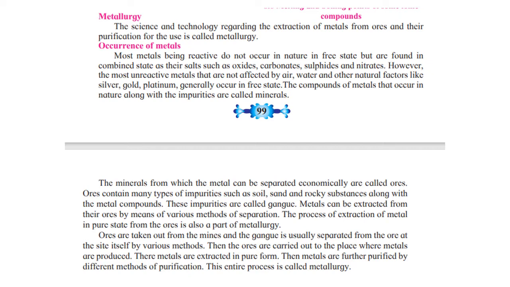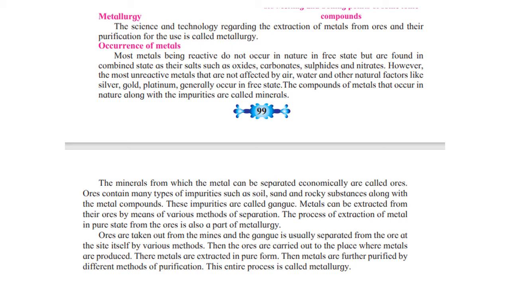Occurrence of metals. Now we know that most metals are reactive and hence they do not occur in free state but are found in combined state as the salts such as oxides, carbonates, sulfides, nitrates. What it means is that, say for example, if it's copper, we do not get copper in the free state as copper. We usually get it as an oxide, that is copper oxide or copper carbonate, copper sulfide, copper nitrate, and from that we have to extract the metal copper. This whole process is called metallurgy.